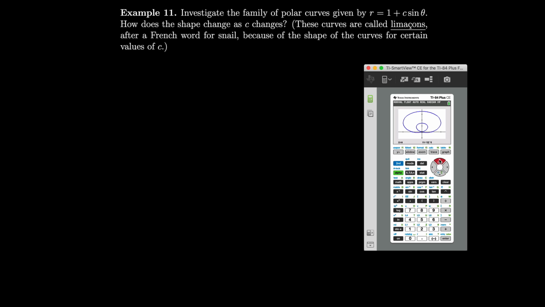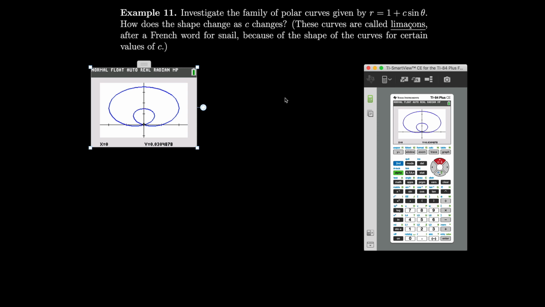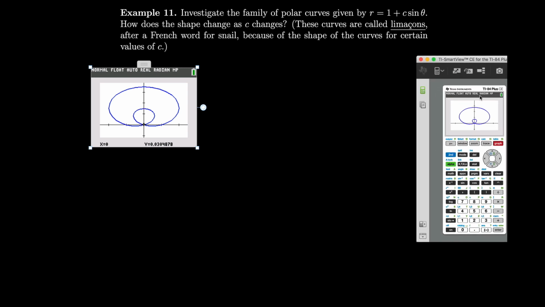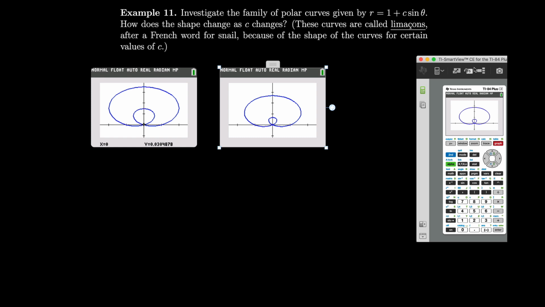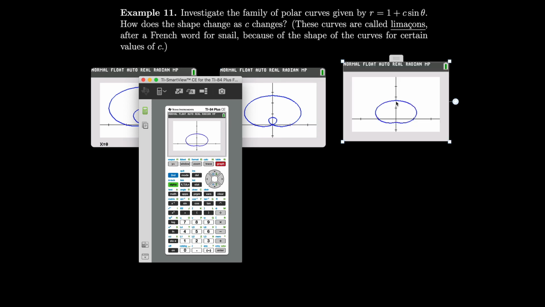Let's try another value now. How about 1.7? Looks pretty similar, just the loop got a little smaller. And how about we do 0.7. Keep decreasing c. The loop disappeared. It kind of became this smooth little thing.